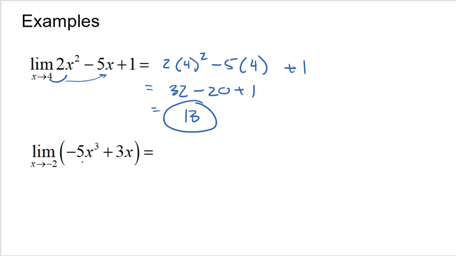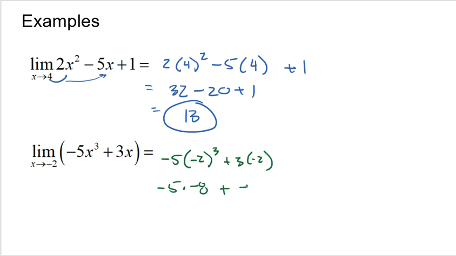So this next one's another polynomial function, and I want to know what's the limit as x approaches negative 2. All you got to do is plug in negative 2. So we get 5 times negative 2 cubed plus 3 times negative 2. Take your time with this one. Negative 2 cubed is negative 8. It's negative 2 times negative 2 times negative 2, which is negative 8.